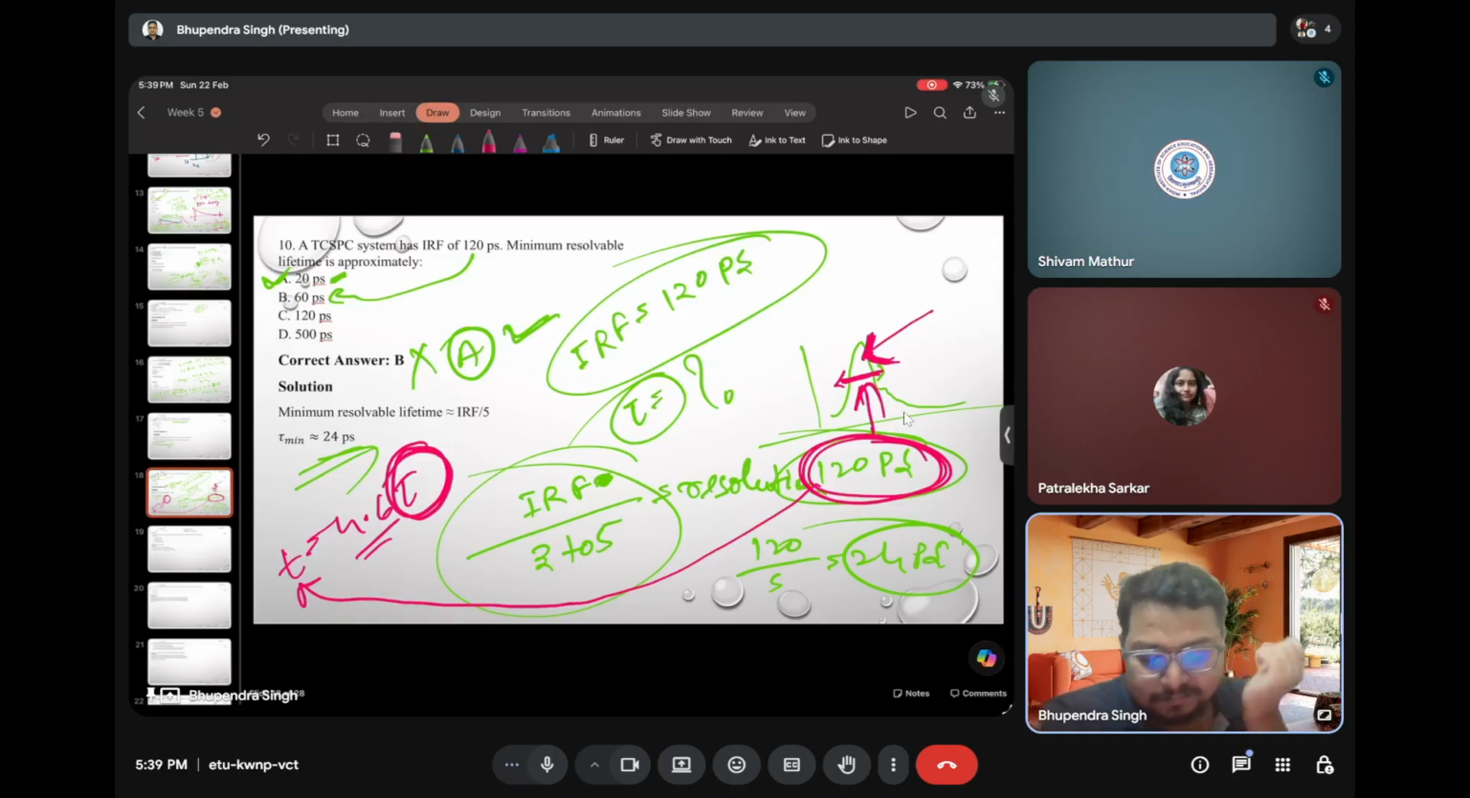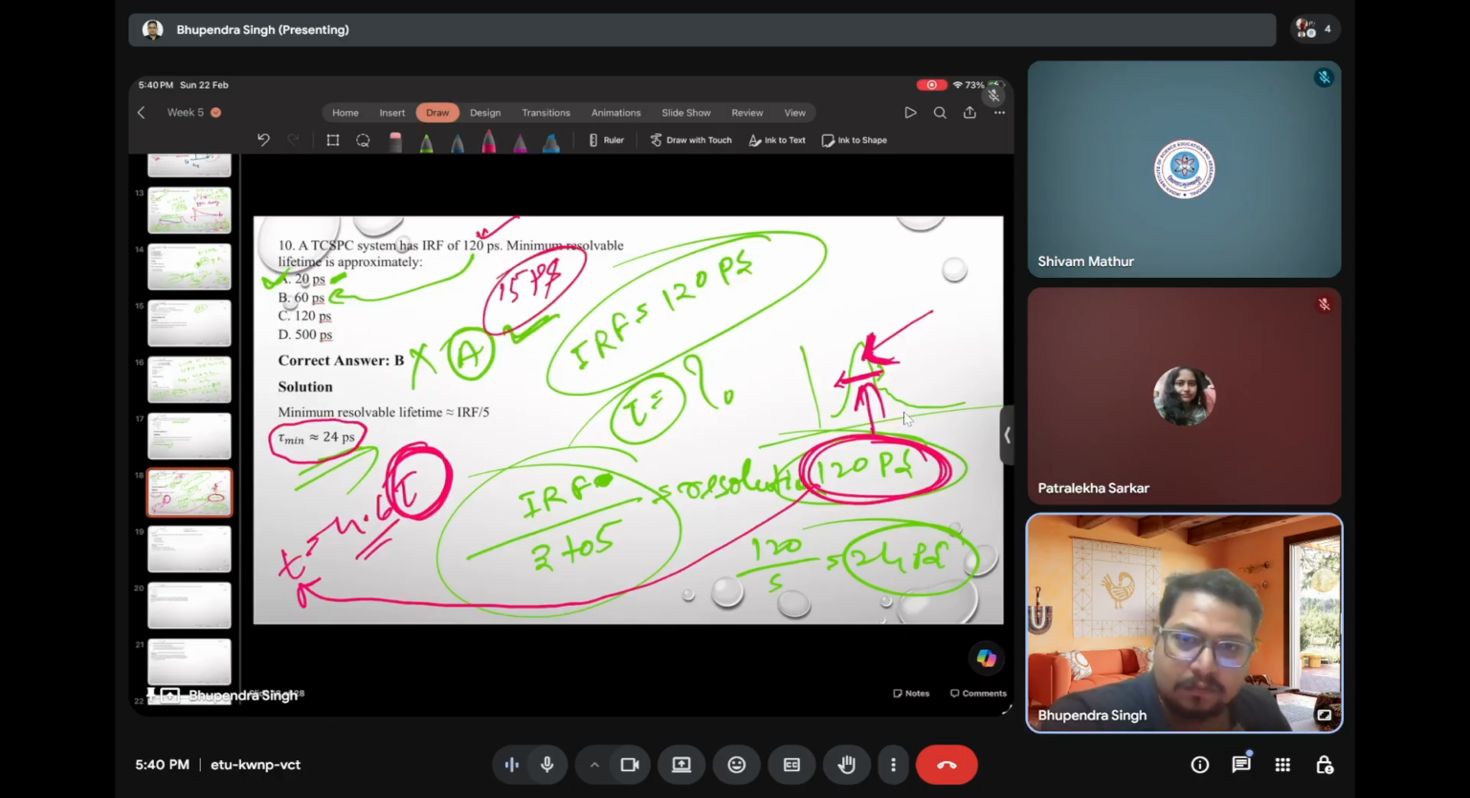In our case it is 24 picosecond. So let's say your TCS system has this IRF, and you are trying to calculate the lifetime of a molecule whose lifetime is less than 24 picosecond, let's say 15 picosecond. Tell me, will you be able to calculate the lifetime of 15 picosecond using this TCS instrument? Patlekha and Shivam, this is for you.